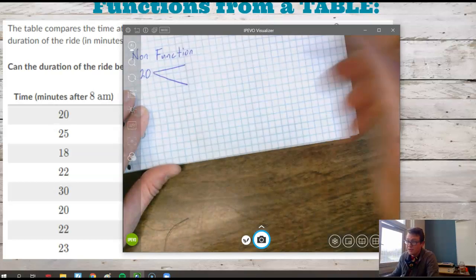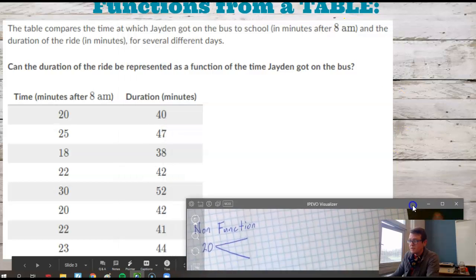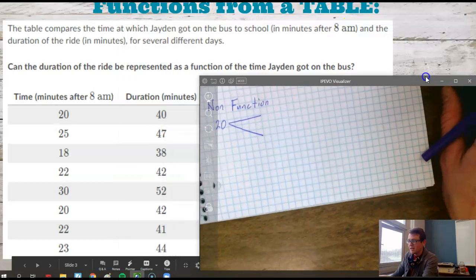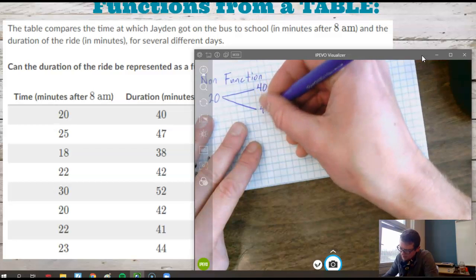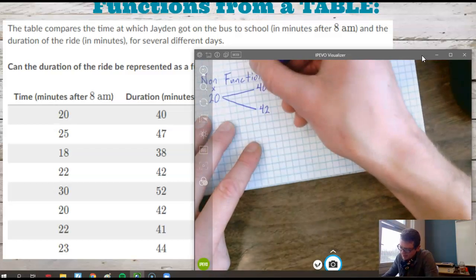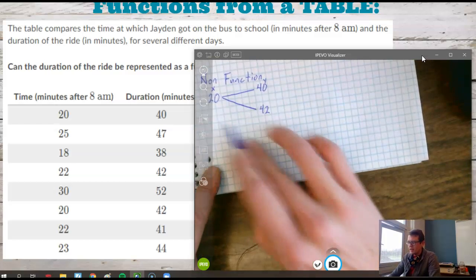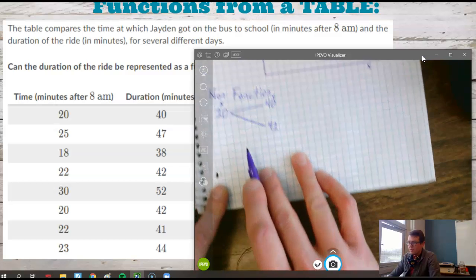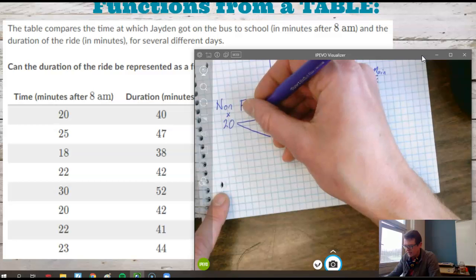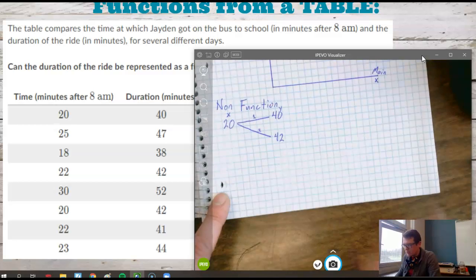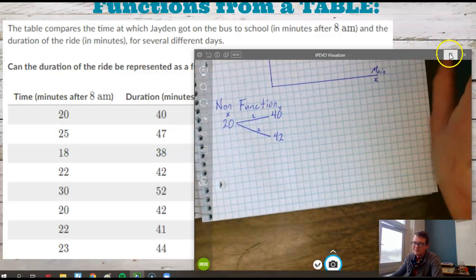Now I'm going to draw this differently than the table above. 20 in that table goes to 40 minutes, and it also goes to 42 minutes. So when your x gets split up going over to its y's, this is not a function. What we're looking for is every x to map across only to one y. And since this is 1 and this is 2, 2 is more than 1, and that is not allowed.